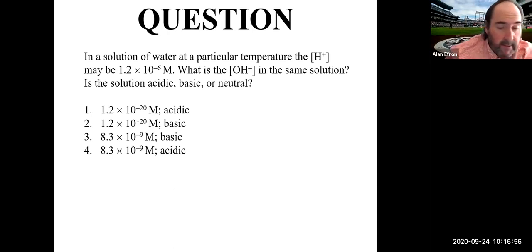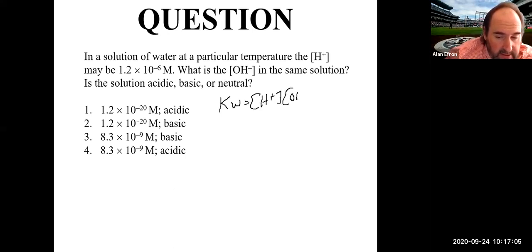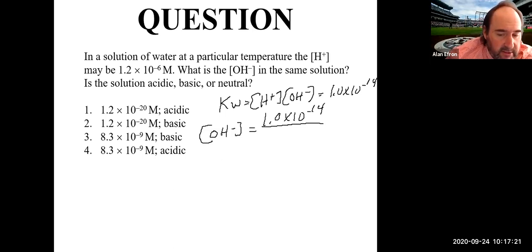Okay, so let's take a look. So same idea here. We're going to use the KW, which is our H plus and our OH minus concentrations, equals our 1 times 10 to the minus 14. In this case, we're looking for the OH minus again. Really, it's the exact same calculation, no matter which one you're looking for. You're basically going to take 1 times 10 to the minus 14 and divide it by the other concentration. So in this case, the H plus concentration was 1.2 times 10 to the minus 6.